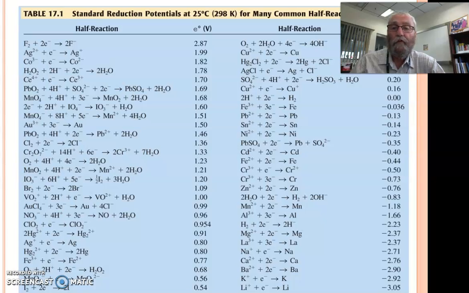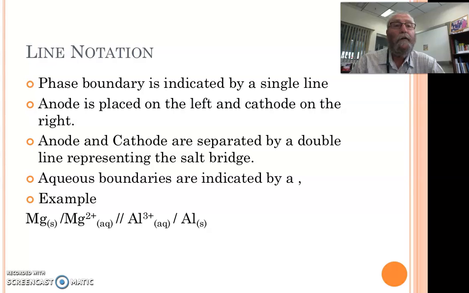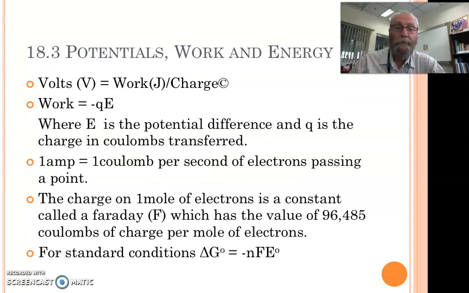Right, the line notation. Rather than drawing it all the time, we can draw a simple line notation. And this is a slide we're stopping on and studying. The single line denotes a phase boundary, so in this case between magnesium and magnesium ions, and aluminium ions and aluminium. It's always written in the order in which the reaction occurs. So magnesium is turning to magnesium ions and aluminium ions are turning into aluminium metal. The double line represents the salt bridge.